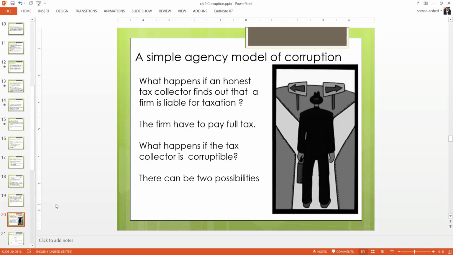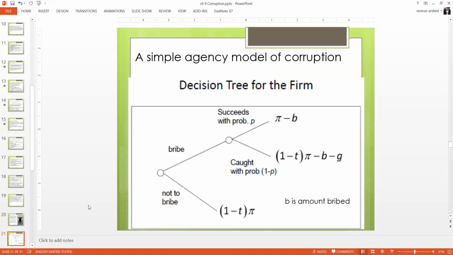What will happen if the tax collector is corruptible? What will happen if the corrupt tax official is visiting a firm? There can be two options shown in the diagram. What are the two options? First is to bribe or not to bribe. If they do not bribe, how much profit is left behind, that is 1 minus pi. So if they do not bribe, then they have to pay tax. What will be the outcome? That is profit after tax, that is 1 minus t into profit pi.